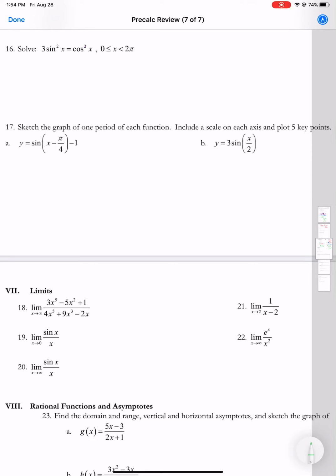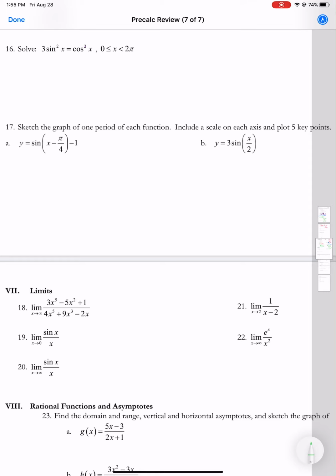All right, so checking out problem 16, it's a trig equation it's asking us to solve. We didn't get into a whole lot of trig equations in pre-calc last year, but I'll just walk you through how to solve this one. So it's asking us to solve 3 sine squared of x equals cosine squared of x on the interval where x is between 0 and 2 pi.